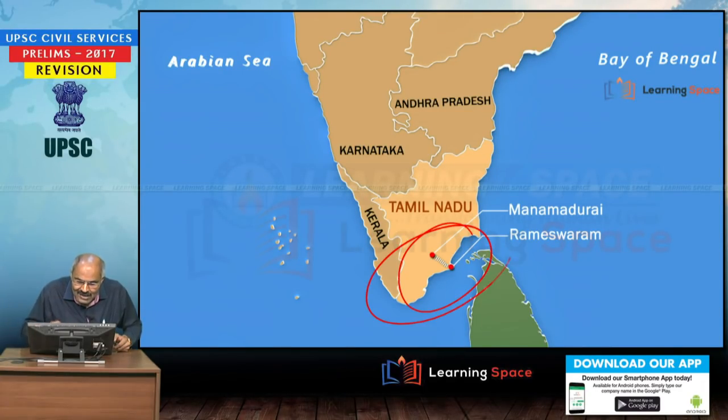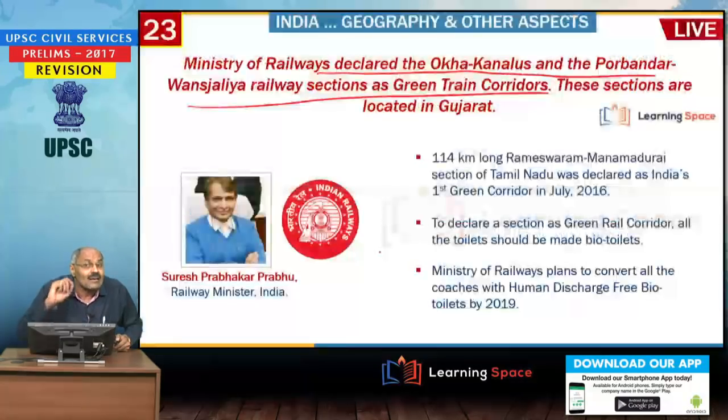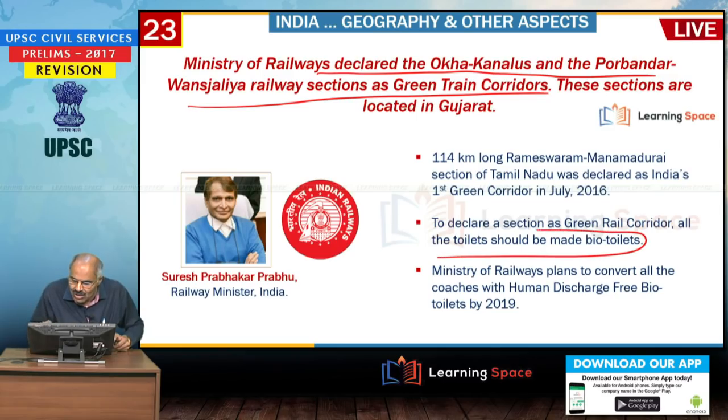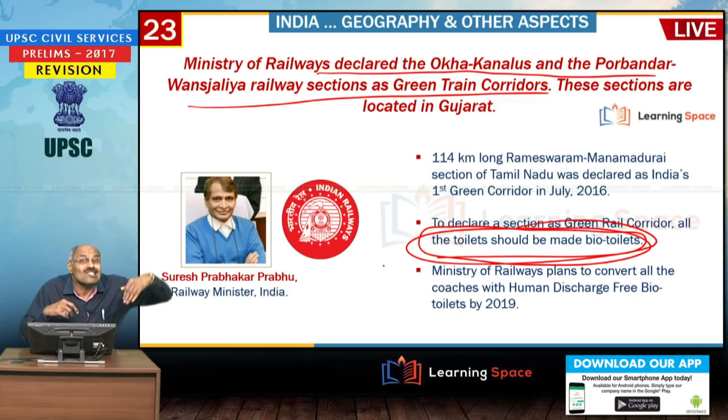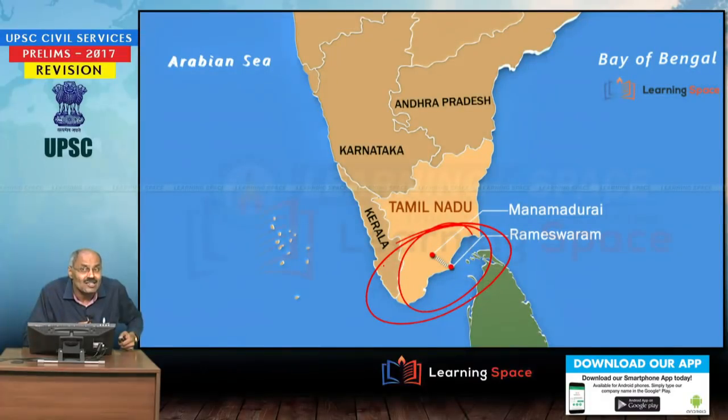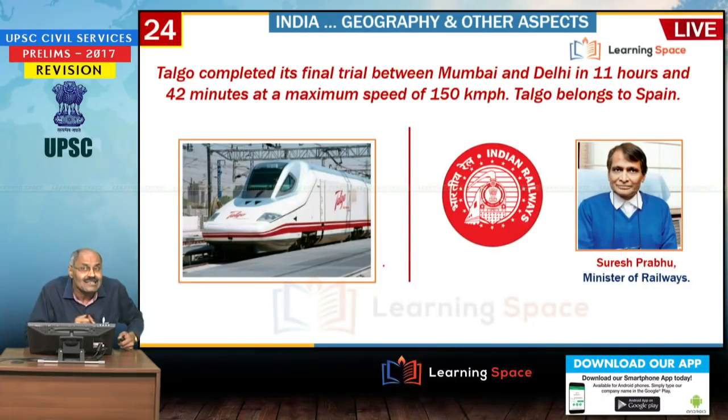So, this is declared as the first green train corridor, Manamadurai to Rameswaram. And what is the meaning of green train corridor or green rail corridor? Here the meaning is all the toilets are fitted with bio toilets. There will not be any human discharge onto the tracks, and here toilets are made bio toilets. So, that is the meaning of this green train corridors. Please do not forget Manamadurai Rameswaram section is the first green train corridor.